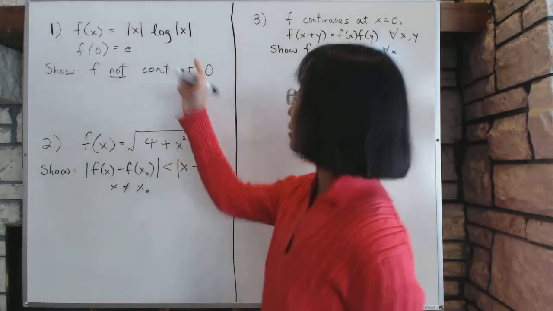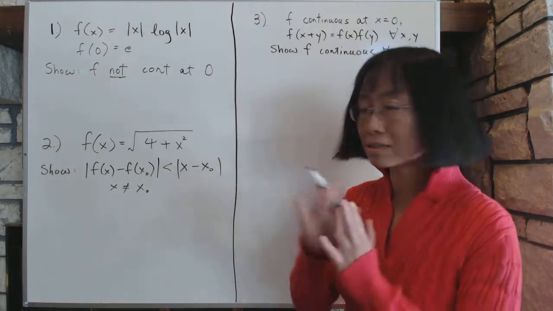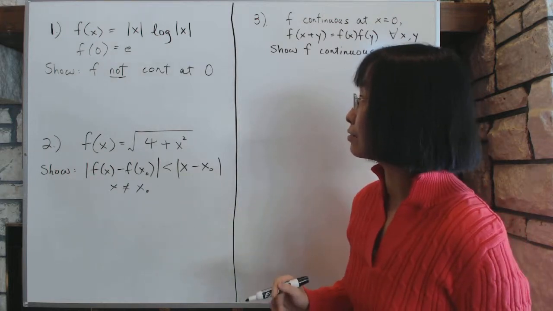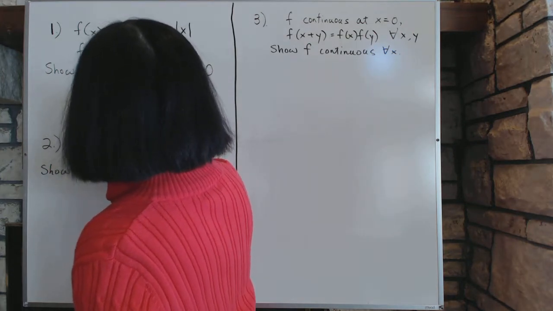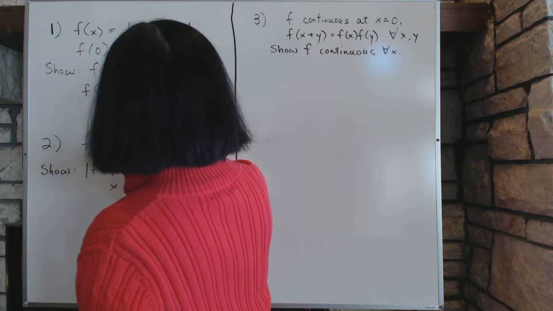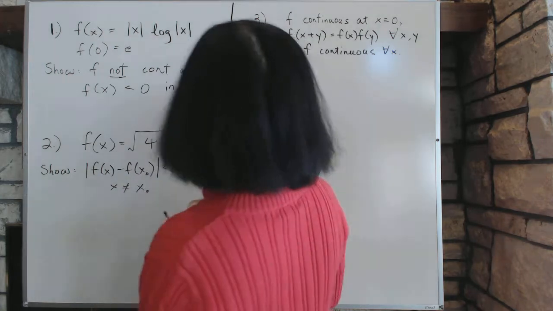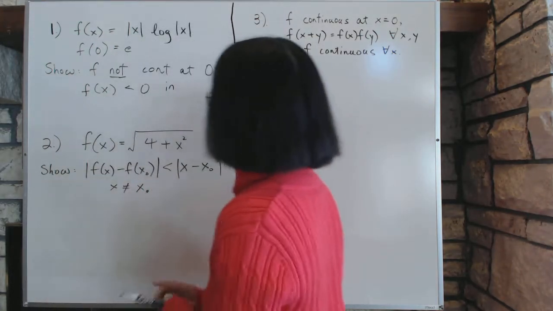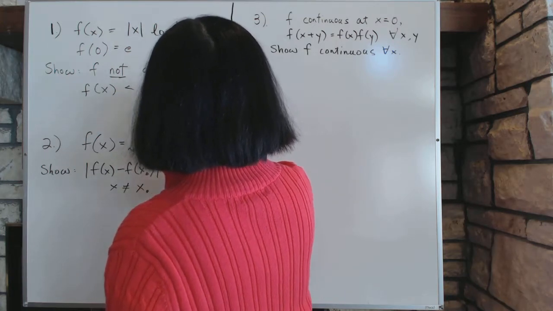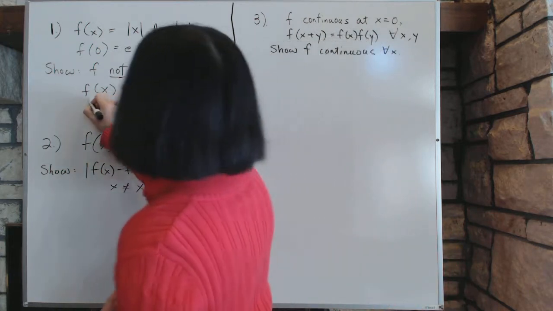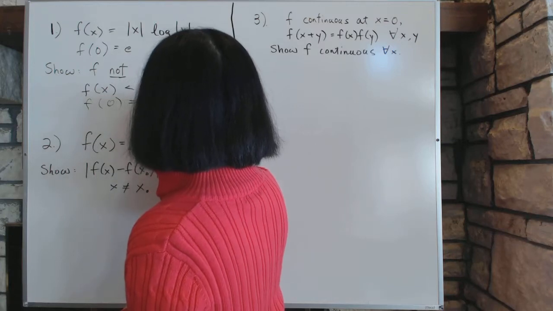First, remember how the log function works. The log function is such that between 0 and 1, the log function is negative. So f of x is less than 0 from 0 to 1. It's not defined at 0, so we'll just go from 0 to 1, not including the ends. And then f of 0 is equal to e, which is bigger than 0.